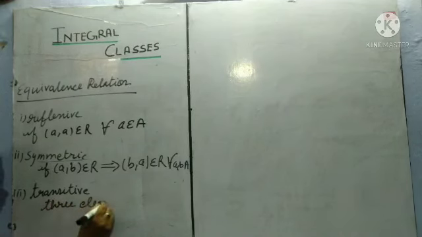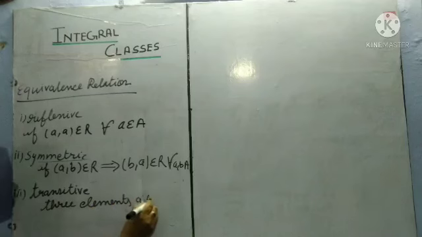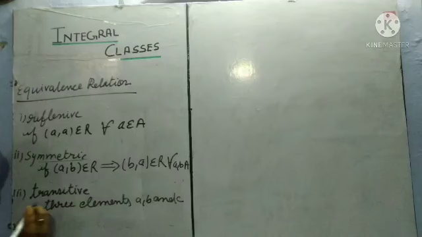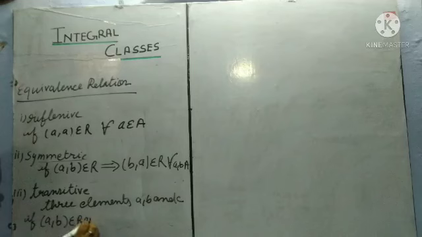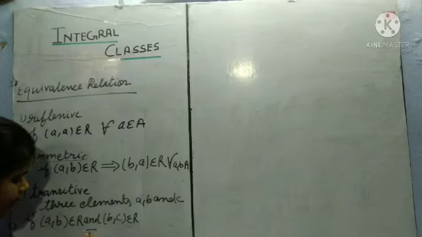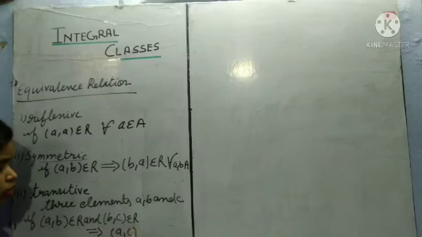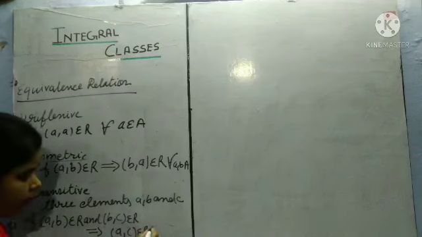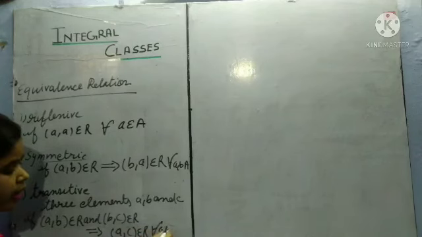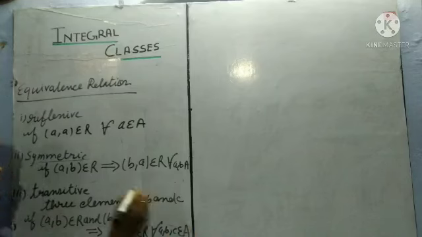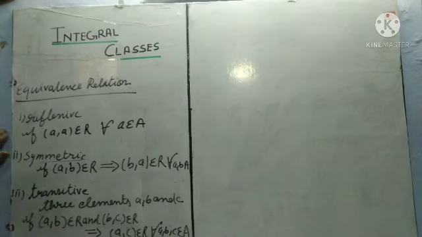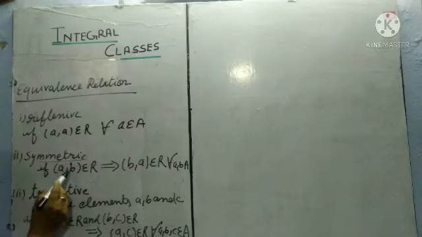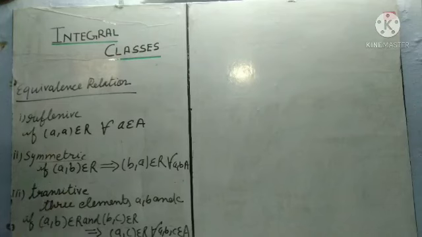Now for transitive, we take three elements a, b and c. If (a, b) is an element of R and (b, c) is an element of R, it implies that (a, c) is also an element of R, for all a, b, c in A. A relation that follows these three conditions, reflexive, symmetric and transitive, is called an equivalence relation.